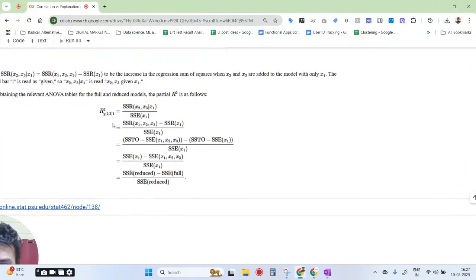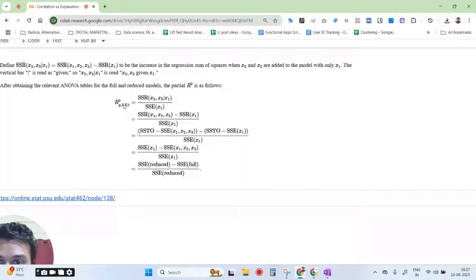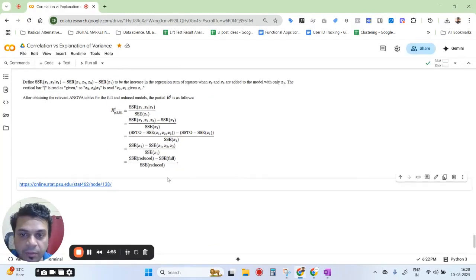All it really does is tell you that this is the R squared if we already have the first variable x1, and we now include x2 and x3 as well. What is going to be the net effect of that? That's why you have on top the SSR after the inclusion of x2 and x3 in a model which already has x1, and at the bottom you have SSE of x1. And finally, after some algebraic manipulation, you get this version here, SSE reduced minus full by reduced.